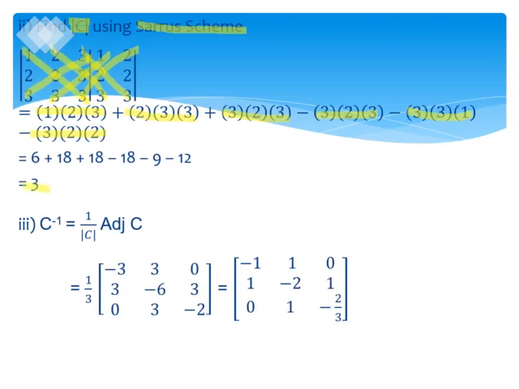And the last one, C inverse equals 1 over the determinant of C times the adjoint of C. So the determinant of C is 3, substitute 3, and then the adjoint. And then we can multiply 1 over 3 into the matrix. So this is the final answer. Okay, finished number 3.